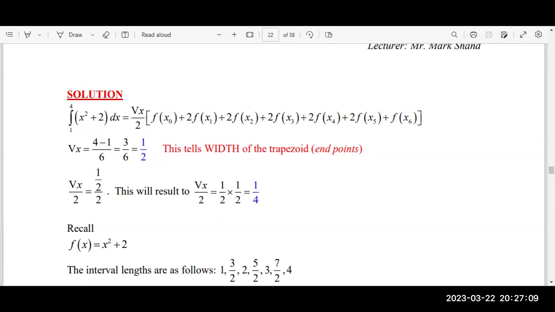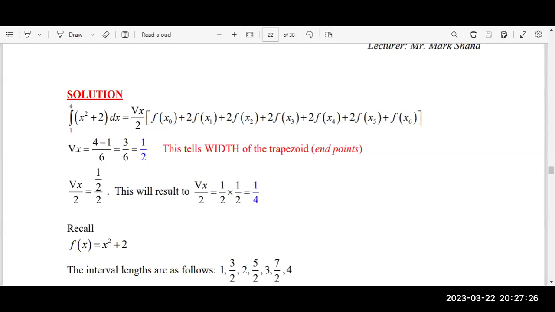Then we move down to the Vx. How do we get that over 2 part there? Because the formula, look at the very first thing on the solution. It's what the formula says, Vx over 2. Oh, right, yes, sir.